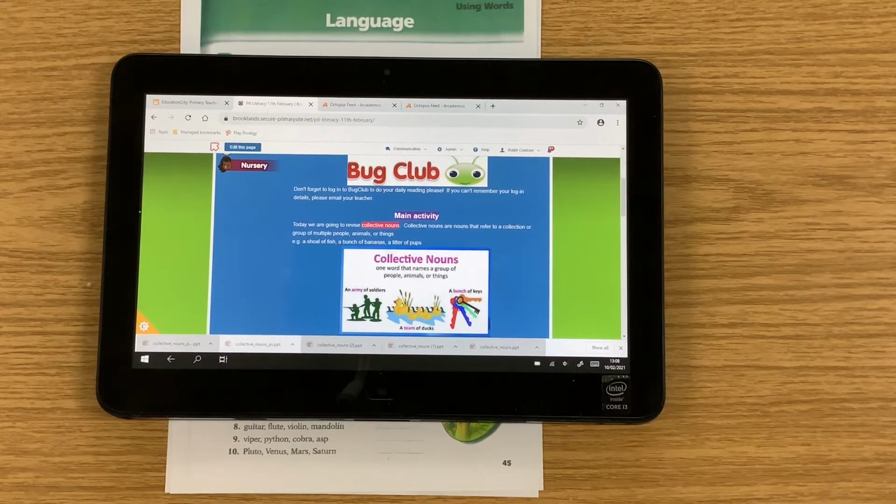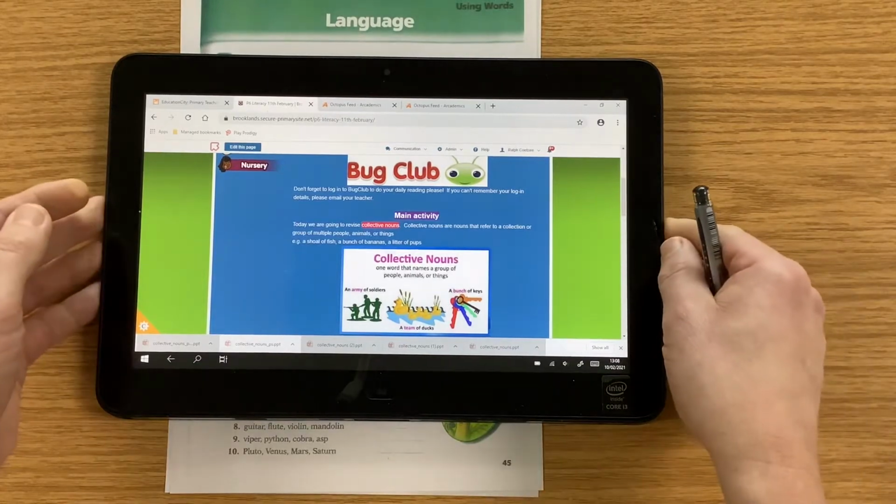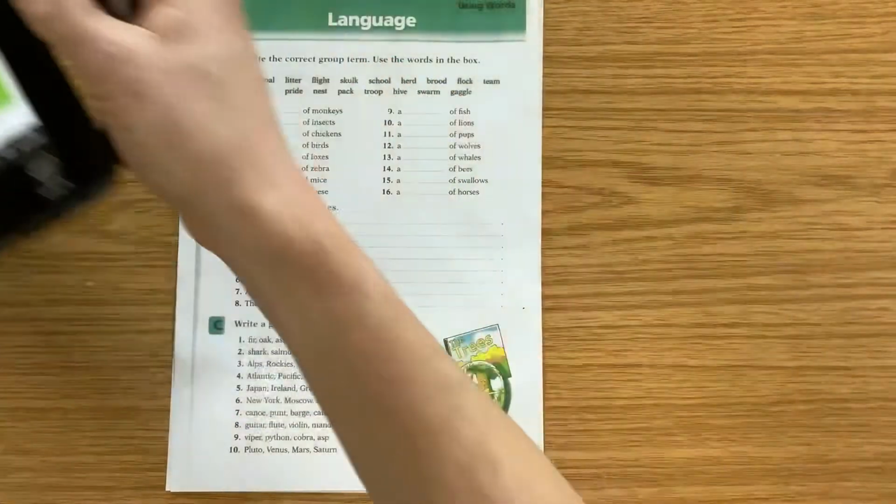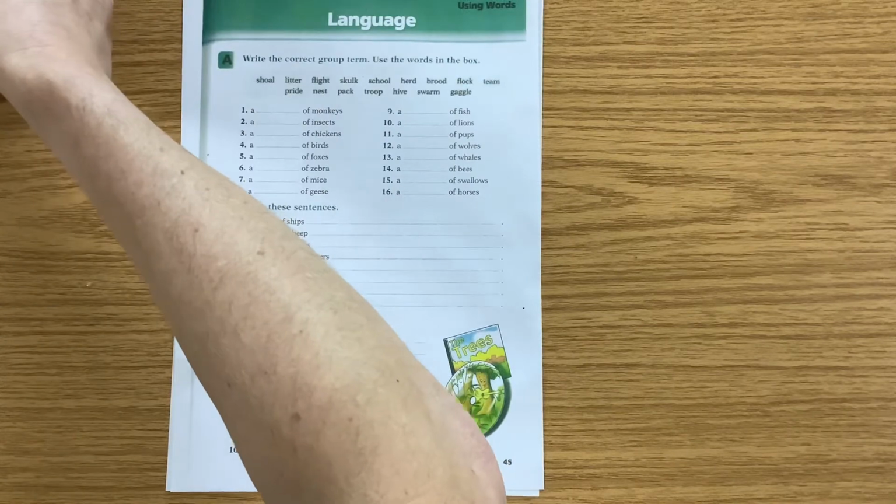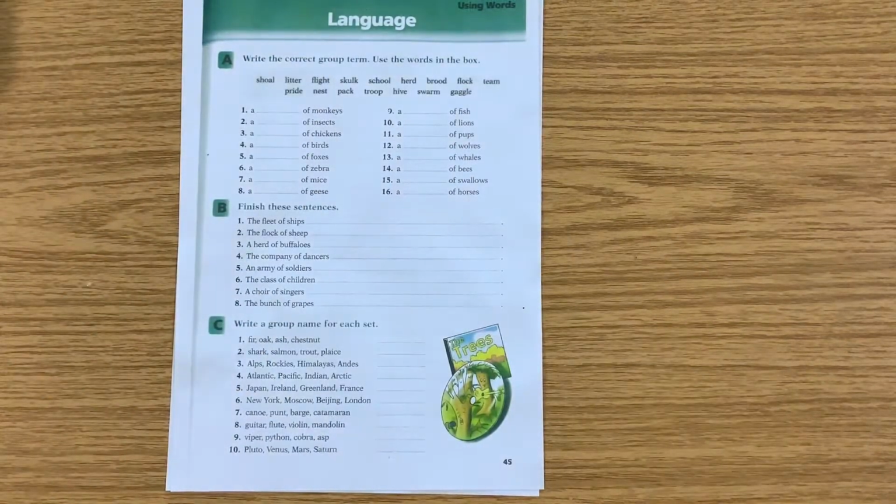So, what is the activity for today? Well, you are going to download a collective noun sheet, and it will look like that. Now, there are 2 levels. There's a high level one and a low level one. So let's see what we've got to do with those.